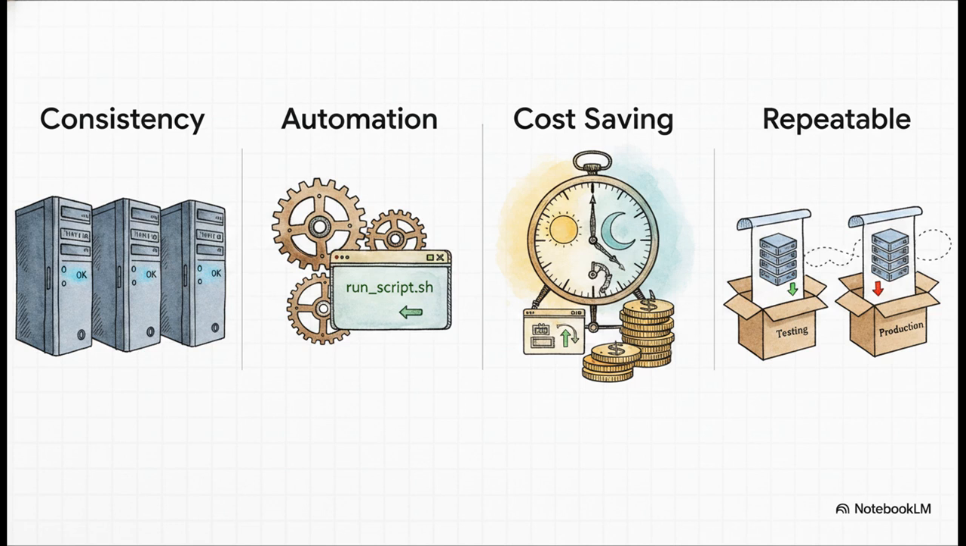Second is automation. Since everything runs on commands, you can easily tie it right into your existing scripts. Third, and this is a huge one, cost saving. You can automate your scripts to spin up those super expensive resources for just the 5 hours a day you actually need them and auto-destroy them right after. And lastly, it's repeatable. You can replicate a perfectly working test setup straight into production without missing a single beat.